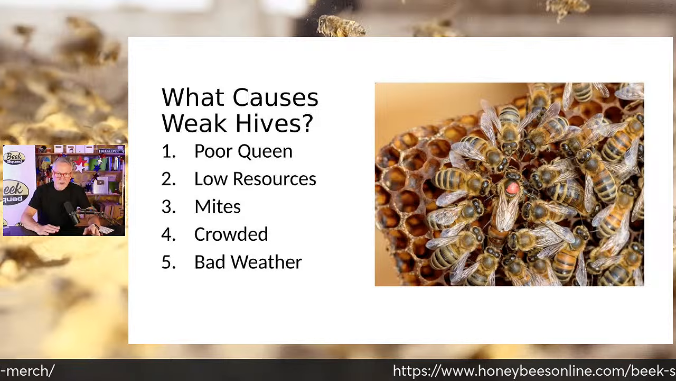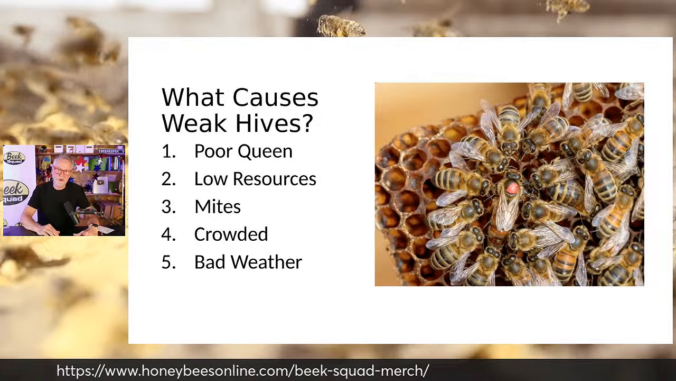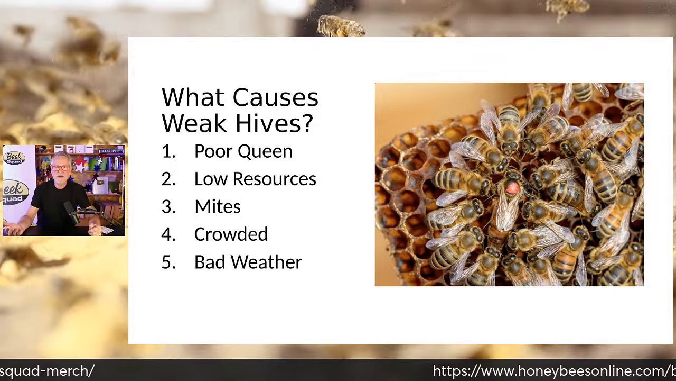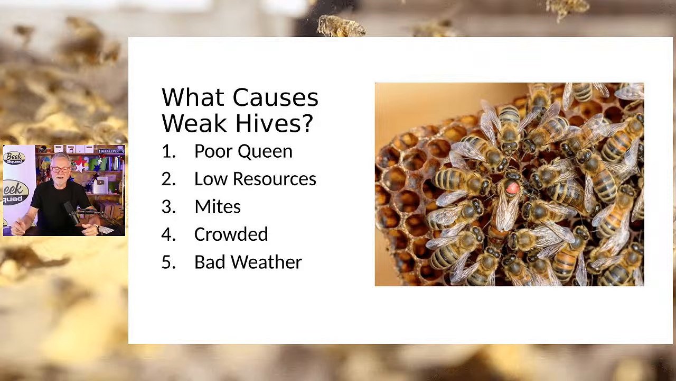Of course, bad weather could also mean rainy weather. A hive can't grow when it's raining outdoors. They're going to eat their resources. They don't have any incoming resources. So if you have a week of rainy weather, they're going to consume a lot of stuff inside the hive. They're not going to be bringing it in. So that's going to slow things down. Of course, the last thing that most of us are thinking of in bad weather is a bad winter.